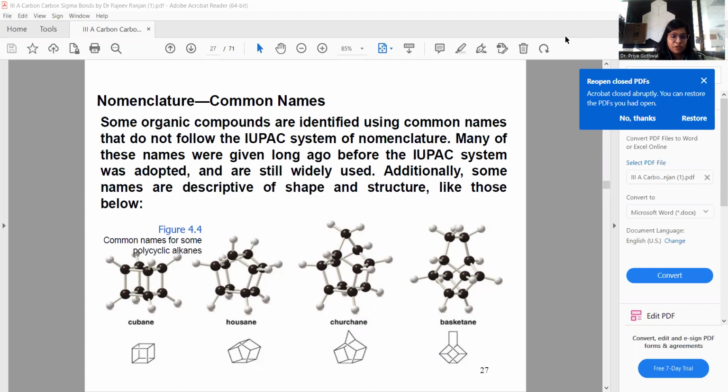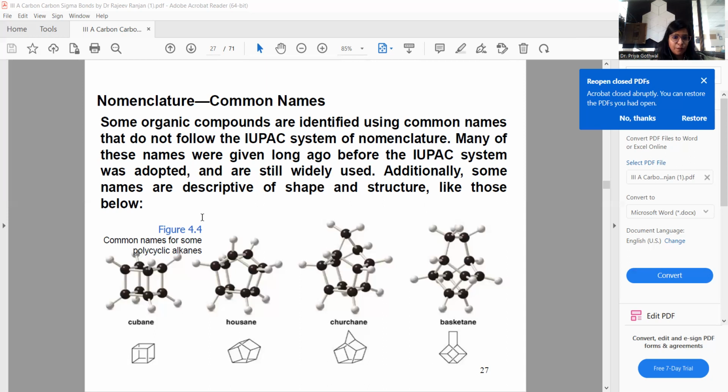Today, I'm going to discuss the nomenclature system of the common names of the alkanes. Some organic compounds are identified using common names that do not follow the IUPAC system of nomenclature. Many of these names were given long ago before the IUPAC system was adopted and are still widely used. Additionally, some names are descriptive of shape and structure, like those below.